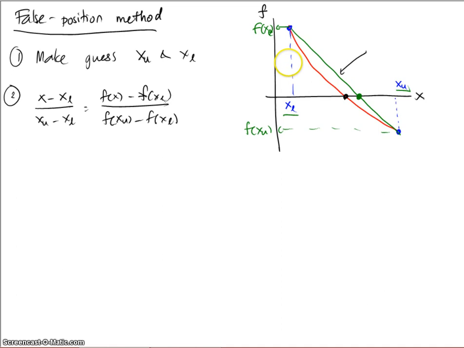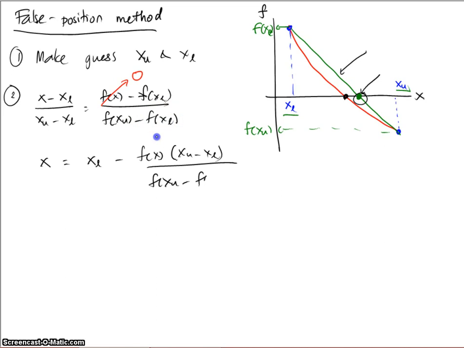In order for us to find this particular point, we know that the value of f at this point must be equal to 0. So if we rearrange this equation, we get x is equal to xl minus f(xl) times (xu minus xl) divided by (f(xu) minus f(xl)). And what is this point? This point is going to be the approximate position of our root.